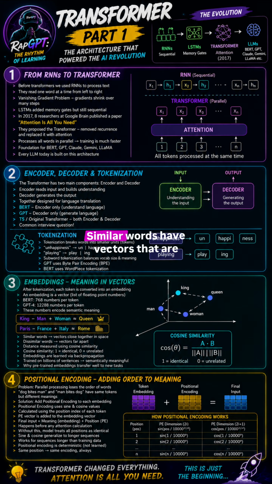Similar words have vectors that are close together in space. Dissimilar words have vectors that are far apart in space. Distance between vectors is measured using cosine similarity. Cosine similarity of 1 means identical meaning and 0 means unrelated.